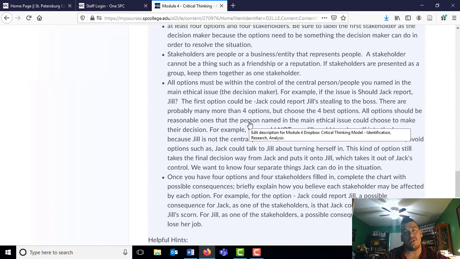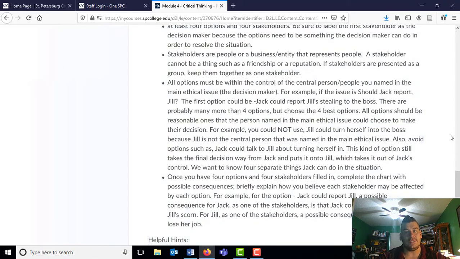Likewise, I don't want to see you say Jack should talk to Jill about turning herself in, because ultimately that still requires Jill to do something to get to that final decision. So these are all 4 things that your decision maker has control over and can do themselves. If you have any questions on that, please ask me about it, okay?